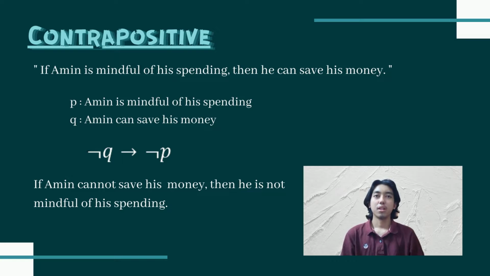Contrapositive. We know that Amin is mindful of his spending is P and Amin can save his money is Q. And for contrapositive, it will be changed to not Q implies not P. And the answer will be, if Amin cannot save his money, then he is not mindful of his spending.